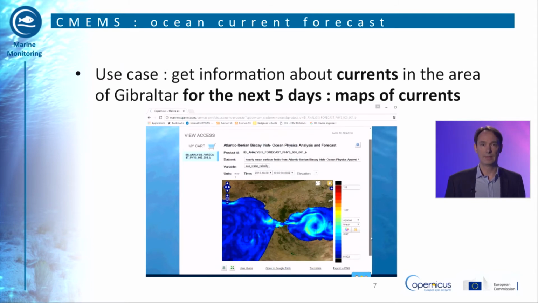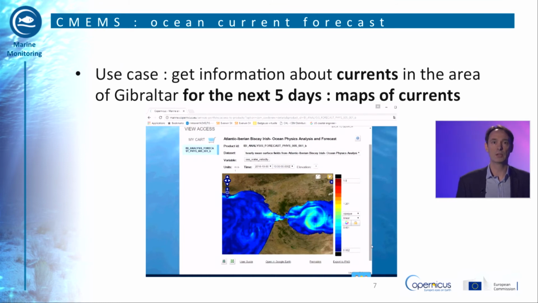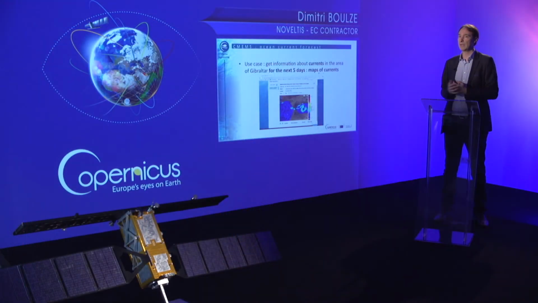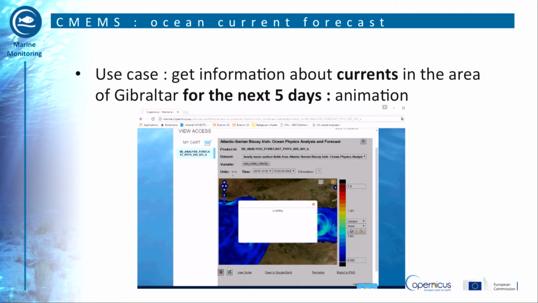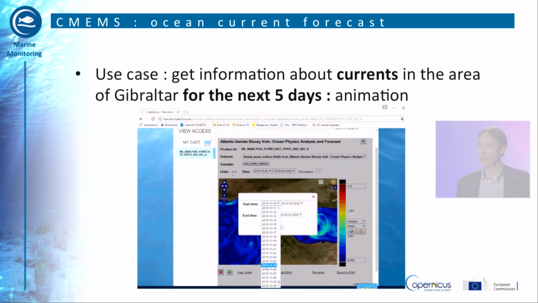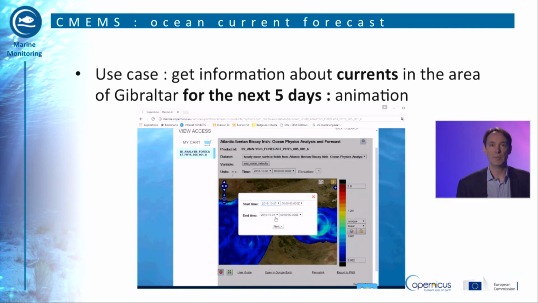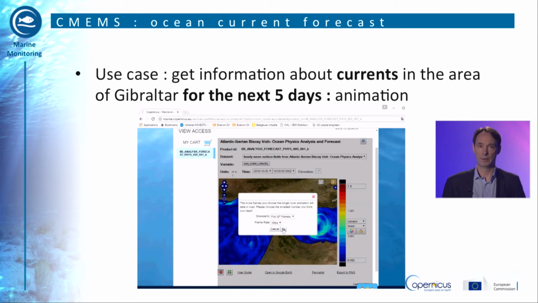The next slide shows how to build animation and export maps from the available datasets. To build an animation of surface current over the selected period, click on the animation icon below. Select the start and the end date of the animation and just click on Go. The animation starts, the corresponding date is indicated in the left corner.